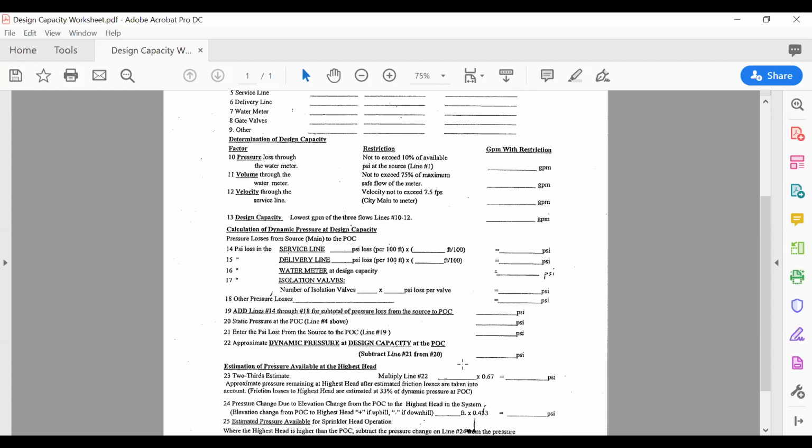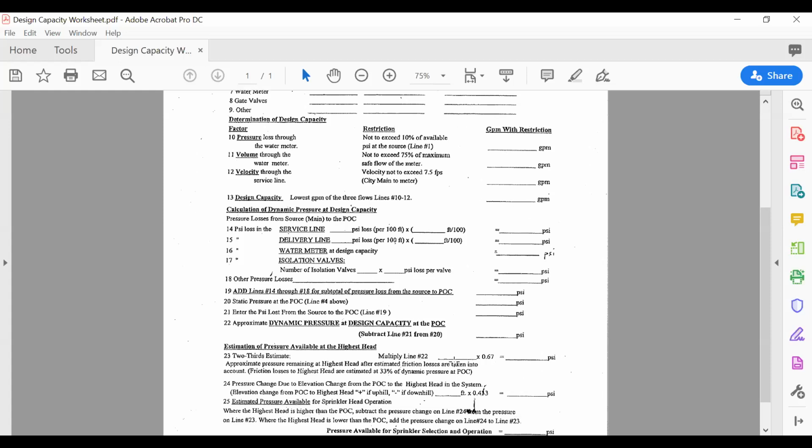So we're going to lose 1/3 of that pressure. So we only have 2/3 of that pressure to work with. So we're going to take that number, which is 45.95, and multiply it by 0.67. That's 30.78, or 30.79 if you want to round up. So it should be 30.79 psi on line 23. So that's our working pressure at that head.